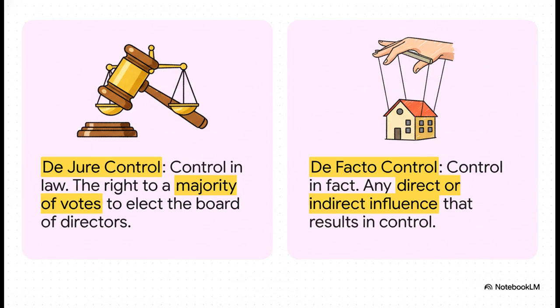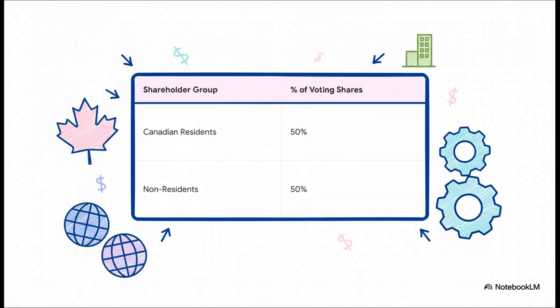But the Act also considers factual control, known as de facto control, and this is a much broader test. It looks at any kind of influence, direct or indirect, that could result in control, even if you don't own the majority of shares. So let's look at a classic scenario here. A private Canadian corporation is split exactly 50-50 between Canadian residents and non-residents. So is it a CCPC? And the answer is yes. Now, why is that? Well, because no single group has de jure control.